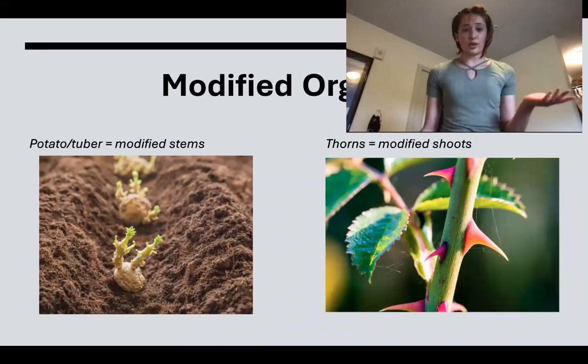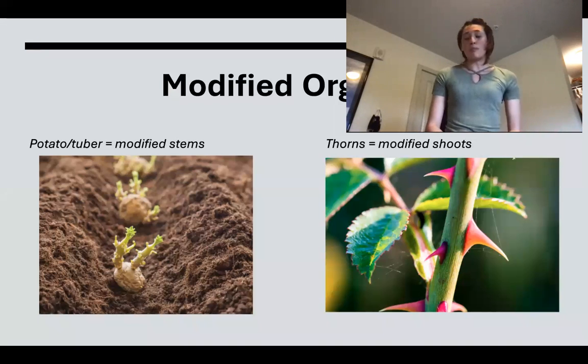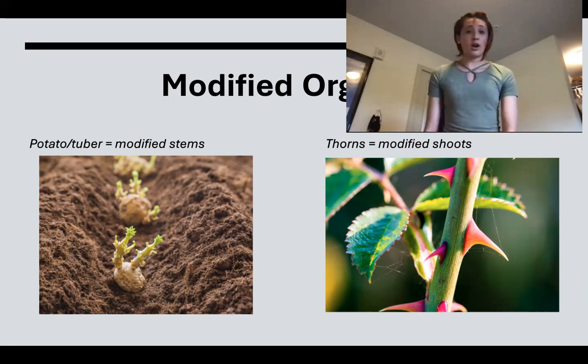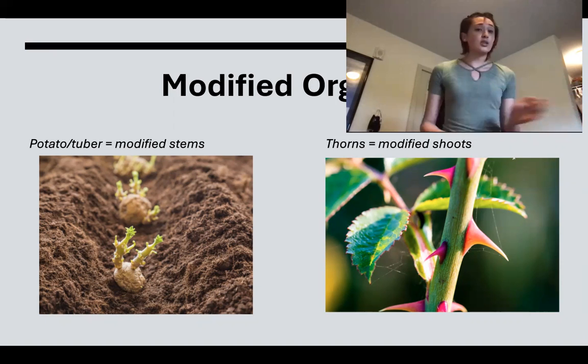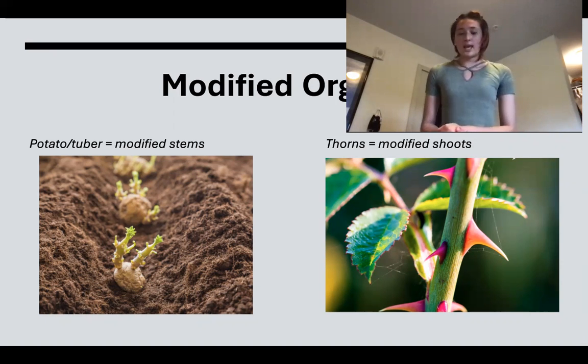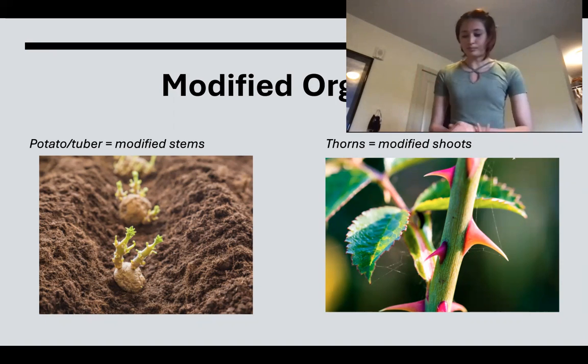Potatoes, also called tubers, are also an example of a modified stem. And the primary goal for potatoes and tubers is that they act as storage. So they store excess carbohydrates and starches that the plant produces in the form of this tuber.